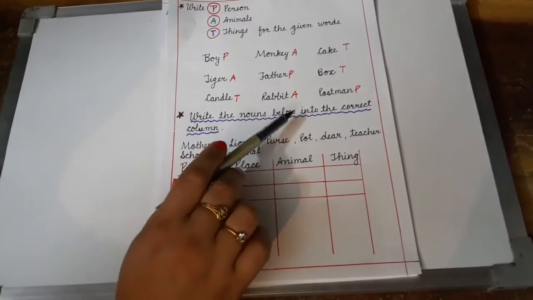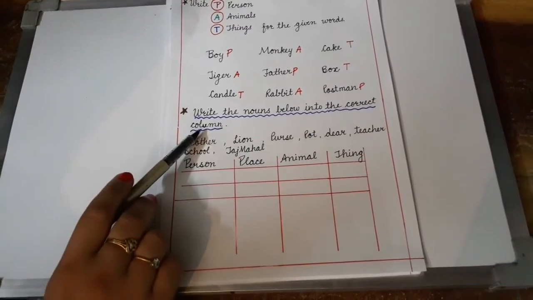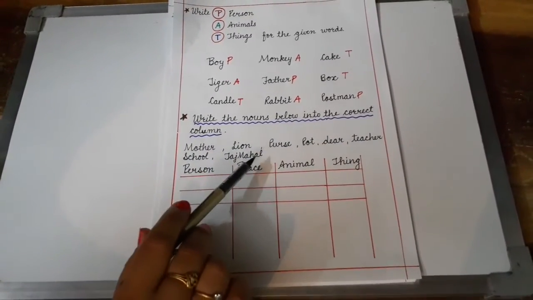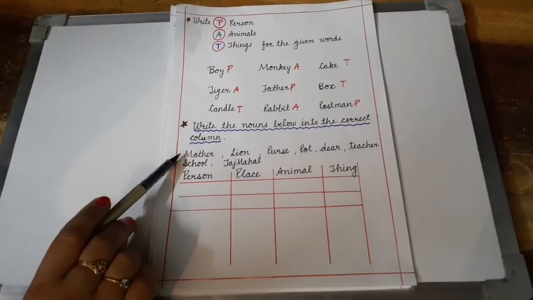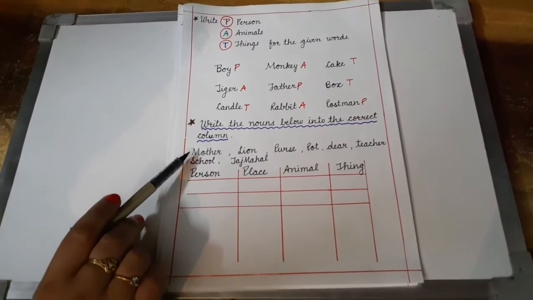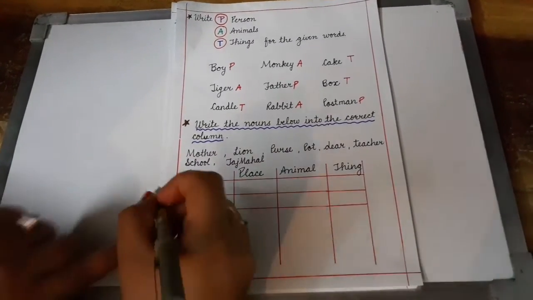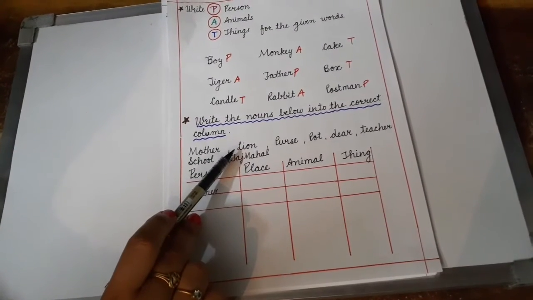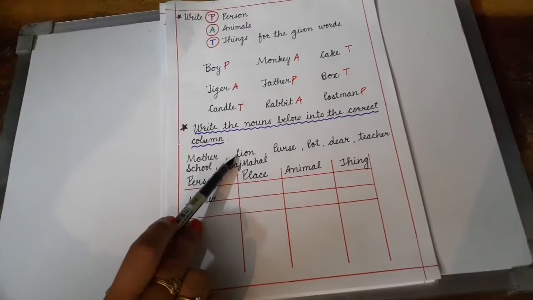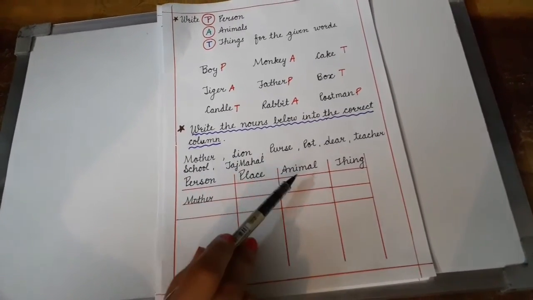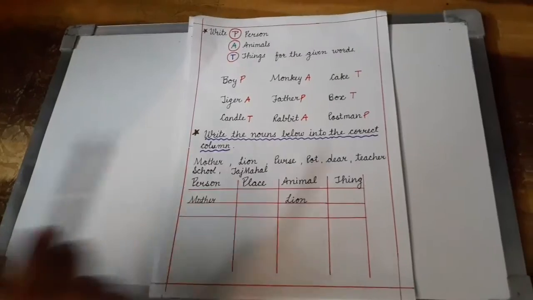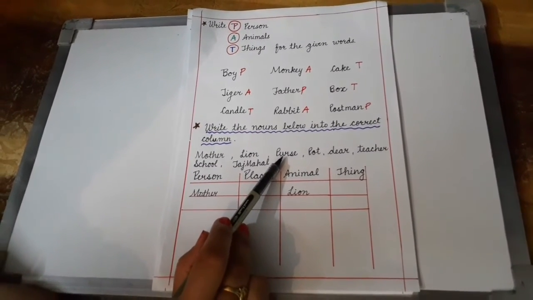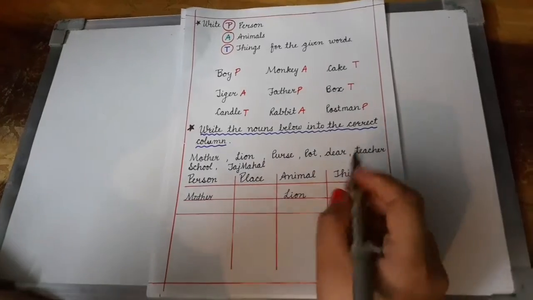Write the nouns below into the correct column. Mother, lion, purse, pot, deer, teacher, school, Taj Mahal. Mother, it is a name of a person. So we will write this word in this column. Lion, it is a name of an animal. So we will write this word in this column. Purse, it is a name of a thing. We write this in this column.